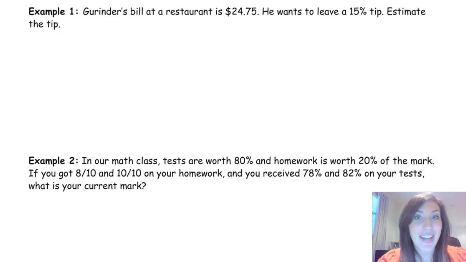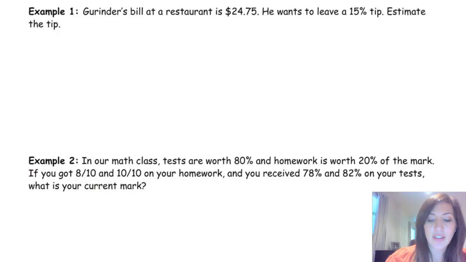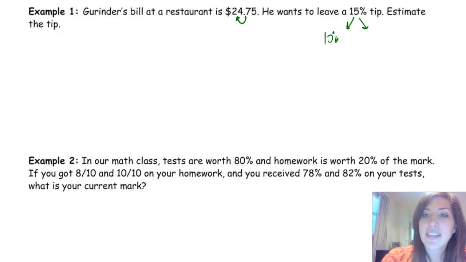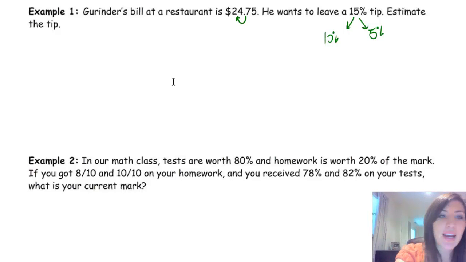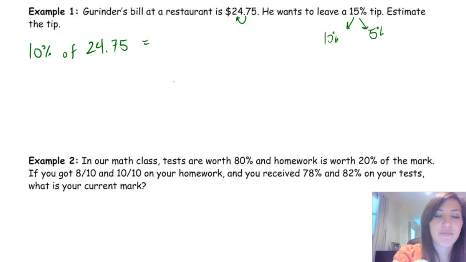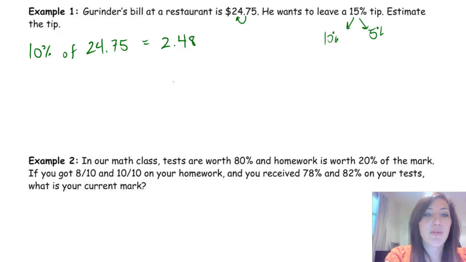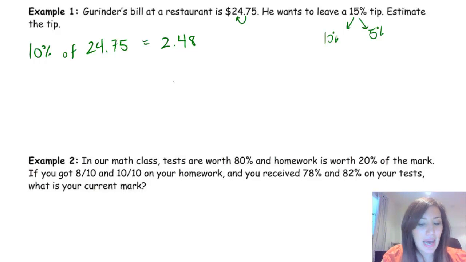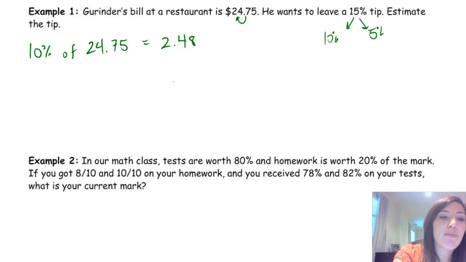Gurinder goes to a restaurant and his bill is $24.75. He wants to leave a 15% tip, so what should his tip be? For here we just need to move the decimal place over once to get that 10%. So let's break this down into 10% and 5%. 10% of 24.75 would be 2.48 because we just moved the decimal place over one time, and we're going to round that 7 up to an 8. If that is 10%, we need to figure out 5%.